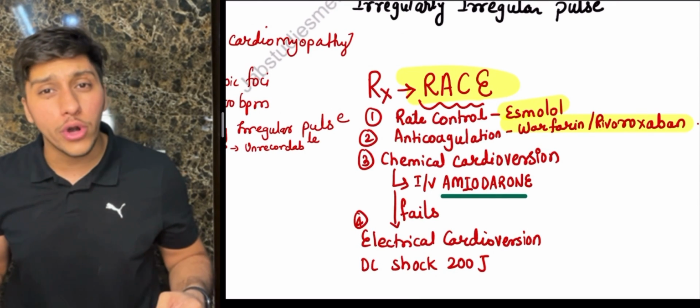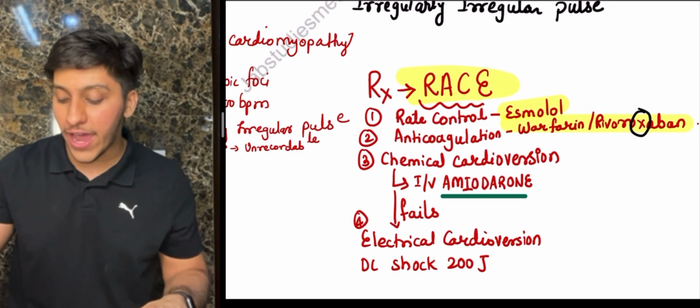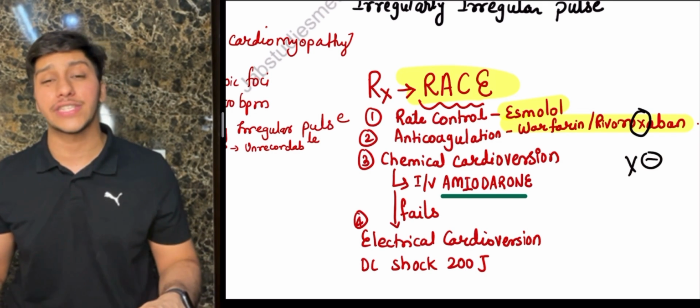Remember guys, what is the mode of action of rivaroxaban? Rivaroxaban has an X over here, so it is a factor 10 inhibitor. Rivaroxaban is a factor 10 inhibitor.